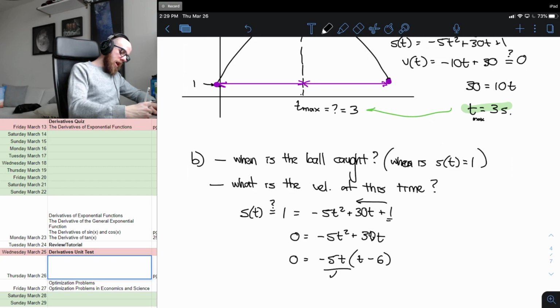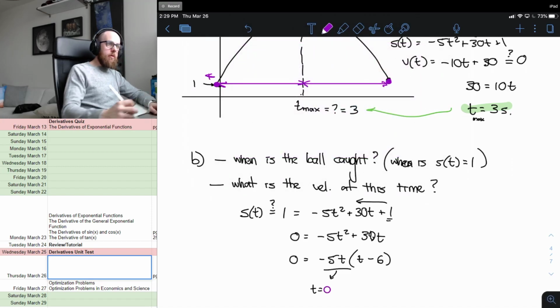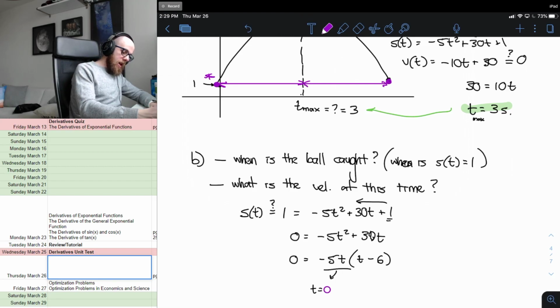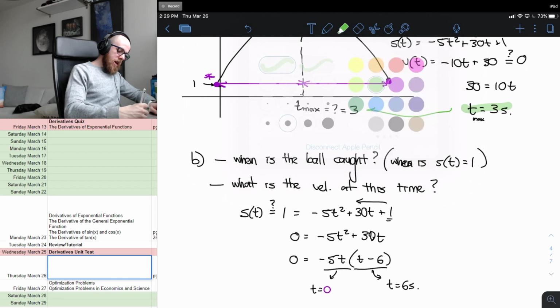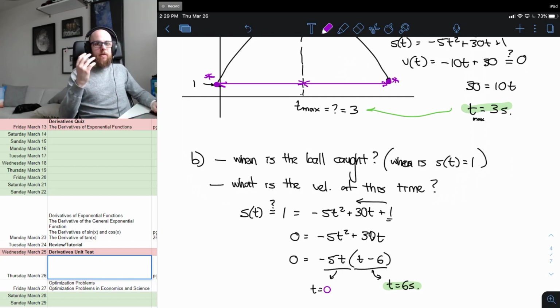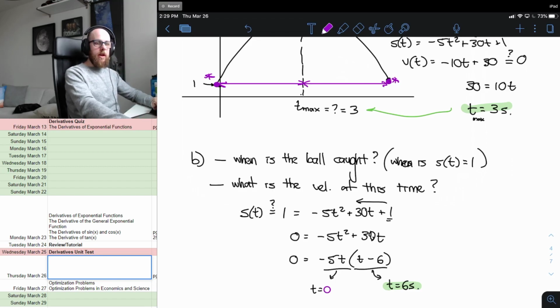My first solution is t is equal to 0. That makes sense, because that's right at the moment that we throw the ball. The second solution is t is equal to 6 seconds, and that's the one we're actually interested in. That tells us when we catch the ball again. So our symmetry argument right at the start, thinking it was 6 seconds, absolutely holds. We get that exact value that we would expect.